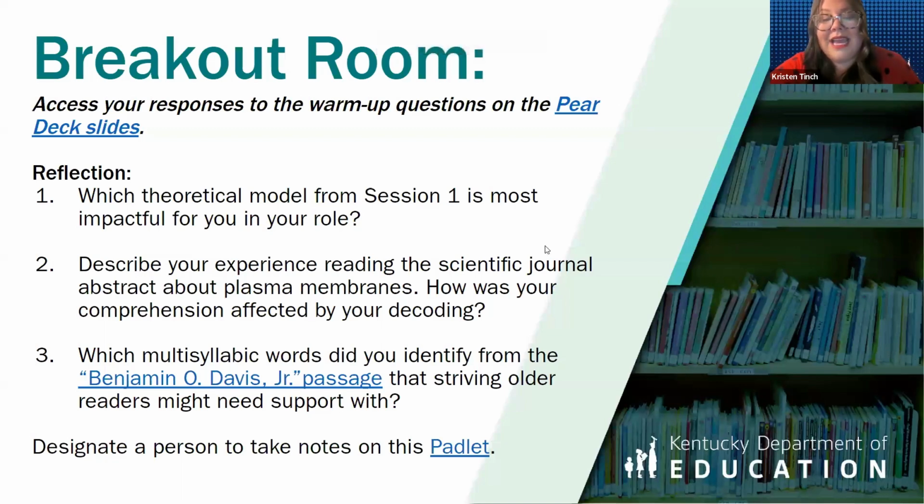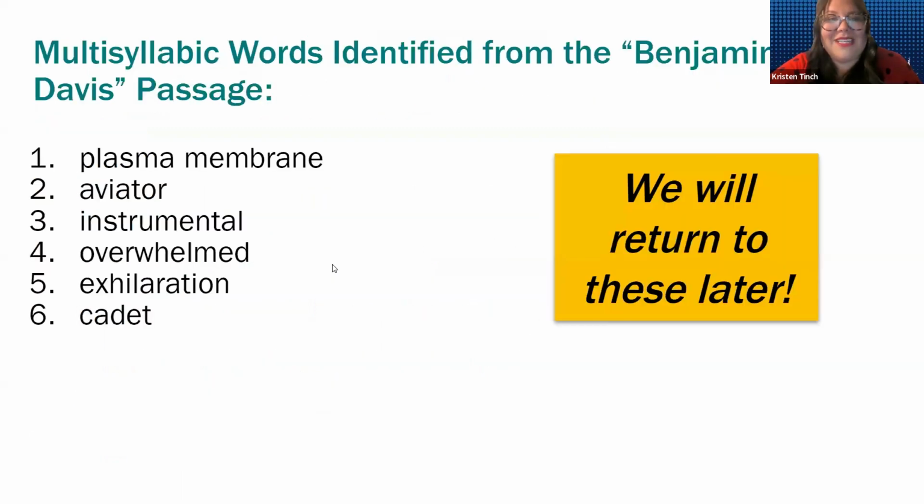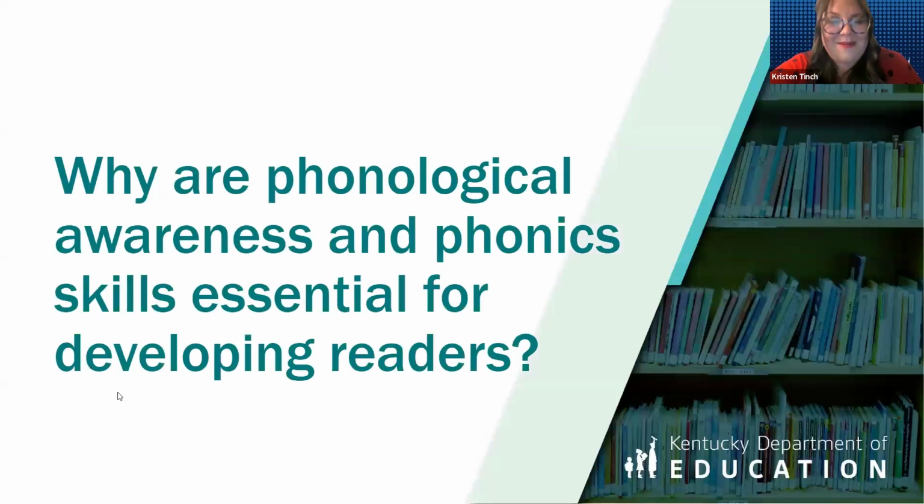And so how can we equip students to not just guess at the words or skip over the words, but to actually be able to engage deeply? And so these are the words that were identified. Plasma membrane, we'll take that one off unofficially since that was from the other passage, but from the Benjamin O. Davis, looks like we had aviator, instrumental, overwhelmed, exhilaration, and cadet. And I agree, those are all multisyllabic words that can easily be broken into morphemes that students hopefully could be able to comprehend the text better. So we're going to return to these later on.